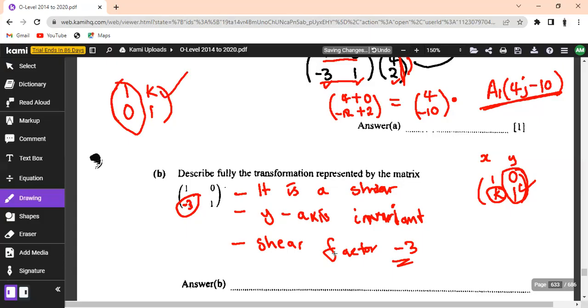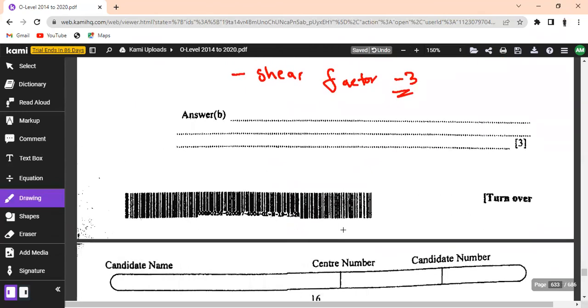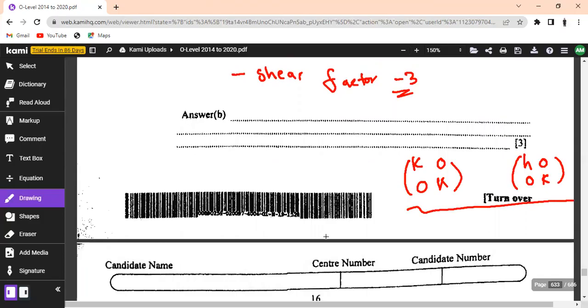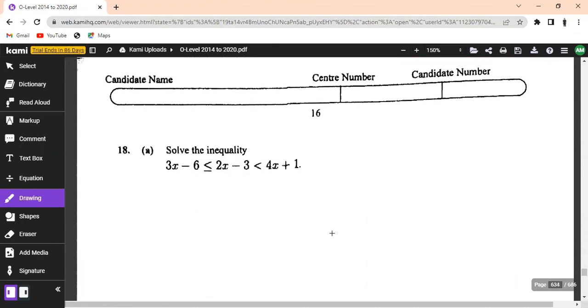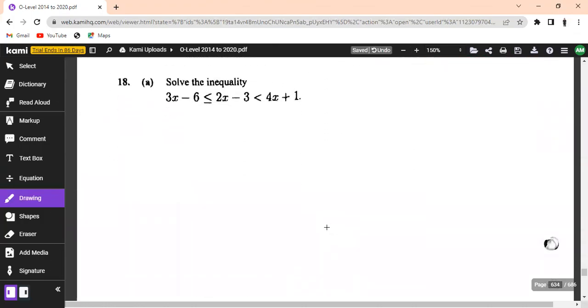So you must know your matrices. Go to enlargement, you must know this k, 0 0 k. So all these matrices must be known. Two-way stretch, which is h 0 0 k, this one. So how to memorize these matrices, you must know them. Actually, maybe I'll just do a video on this. Okay, we'll see. Maybe it's going to help us.